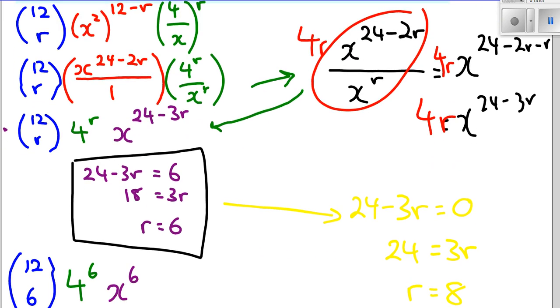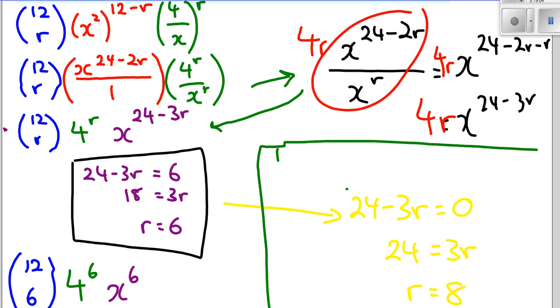So this is for part B. So we might want to make a point that this is kind of starting part B here. So question B, we're starting here. So 24 minus 3r, see it's the same formula. There's no point doing this again from scratch. It's still the same situation. We've got 12Cr, 4 to the power of r, and 24 minus 3r is our exponent. But this time, instead of setting it equal to 6, because it's a constant term, we set it equal to 0.